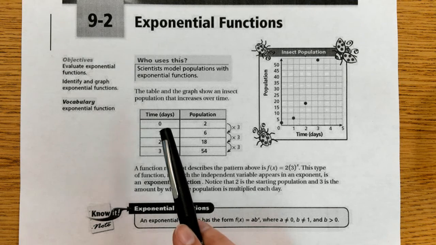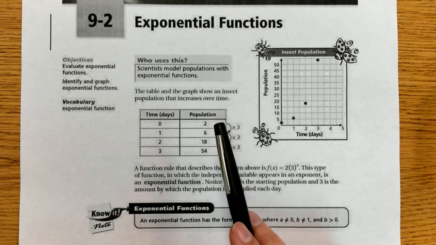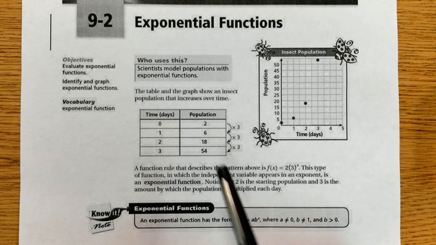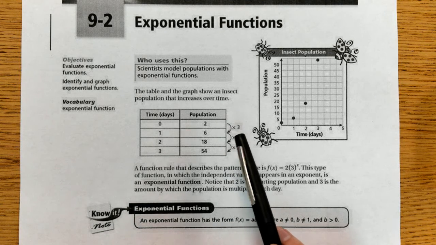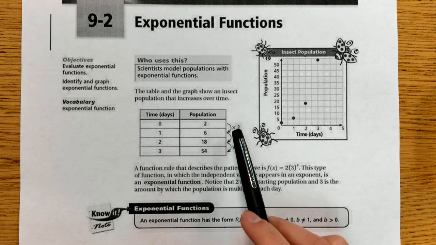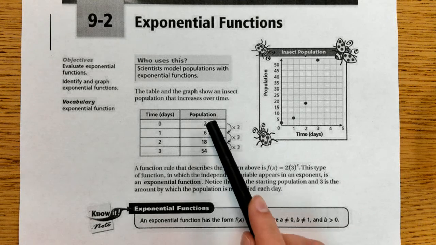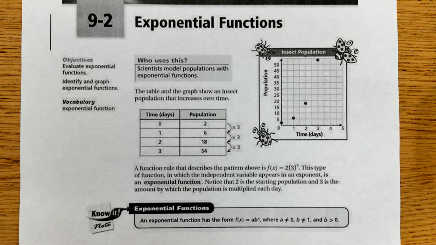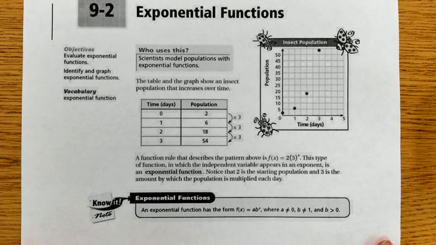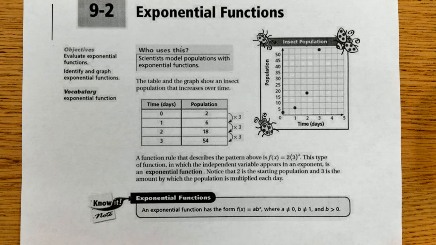So 0 days, 1, 2, 3, it's going 2, 6, 18, 54. Each time the population is growing by a factor of 3. So we're multiplying by 3 to get the next day's population. A function rule that describes the pattern is f of x equals 2 times 3 to the x power. This type of function in which the independent variable appears in an exponent is an exponential function.